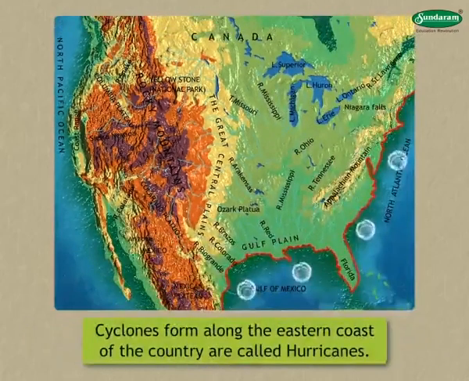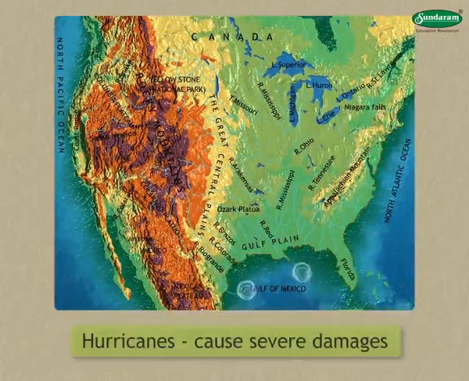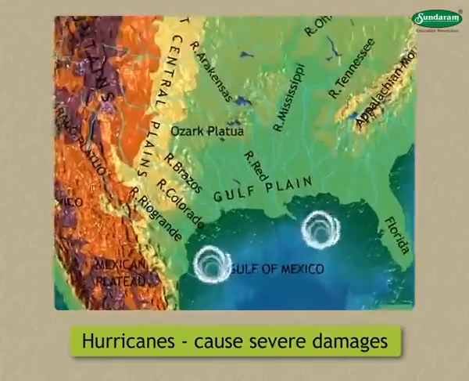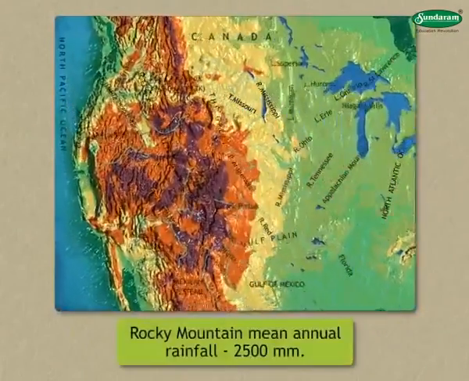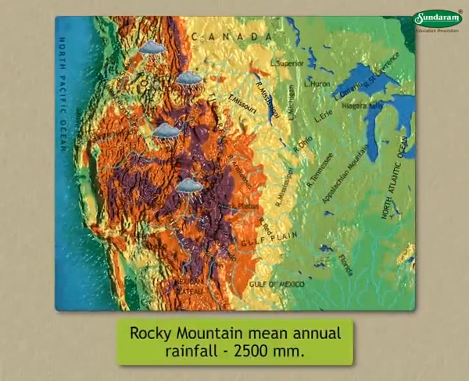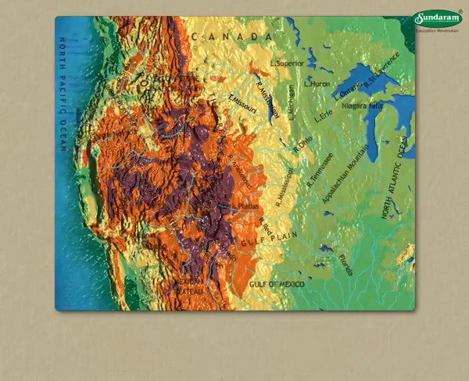Cyclones form along the eastern coast of the country. These cyclones are called hurricanes. They cause severe damage along the Mexican Gulf Coast. The mean annual rainfall in Rocky Mountain ranges is around 2,500 millimeters. These are caused by westerly winds.